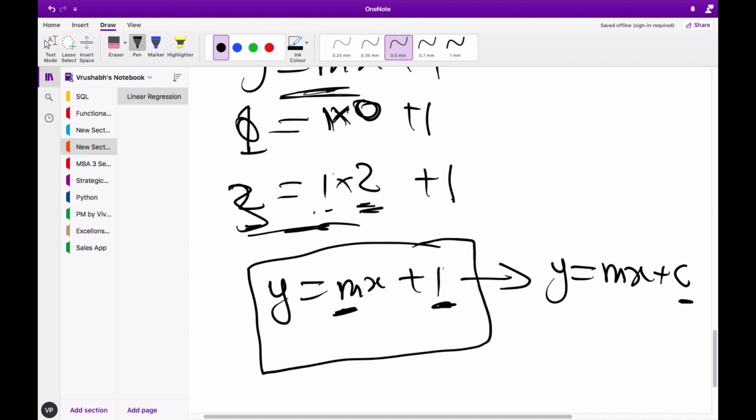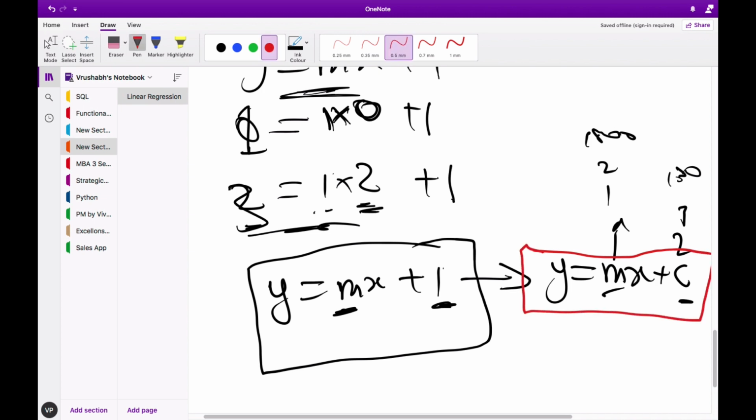So this c could be 2, it could be 3, or whatever. We don't really know, so we make it general over here. And this that we have been able to establish is the equation of a line. This is the equation of a linear line, or equation of a line to be simple: y equals mx plus c.